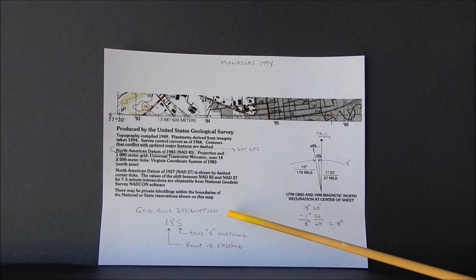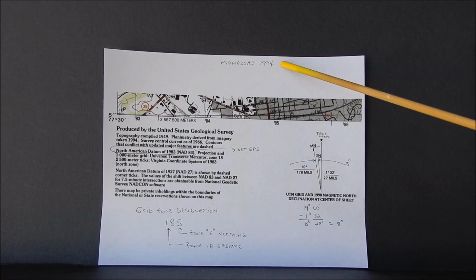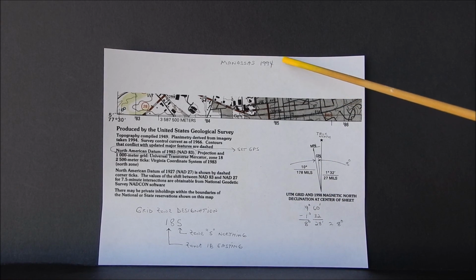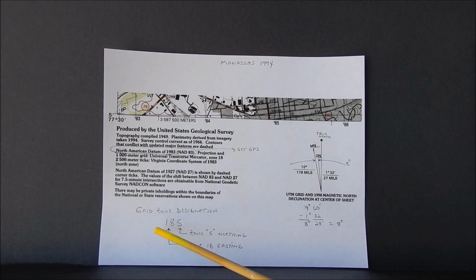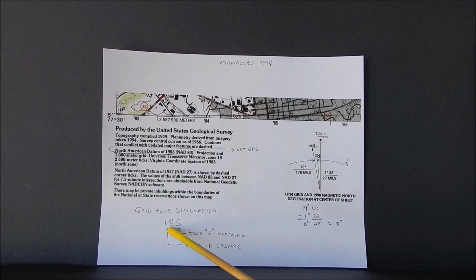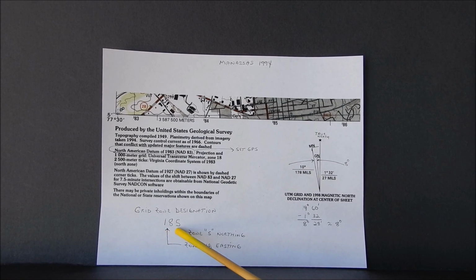Now the earlier maps, like this one from 1994, sometime after this, they started actually putting the UTM zone designator on the maps. This one does not have it, but the grid zone designation for this one is 18S. So that means I'm in the Eastings Zone 18, and my Northing Zone is the letter S. So my grid zone designator is 18S.